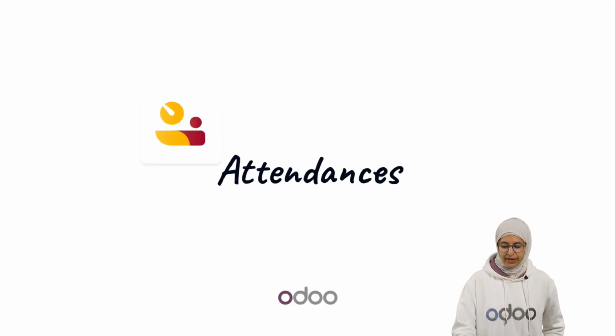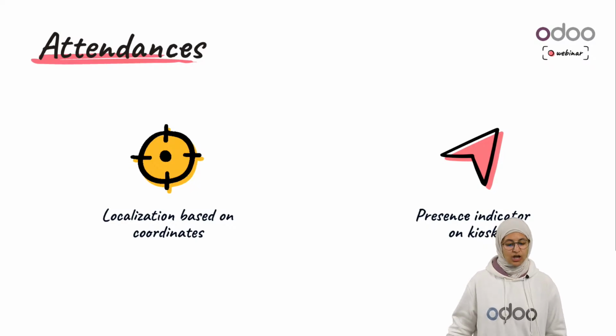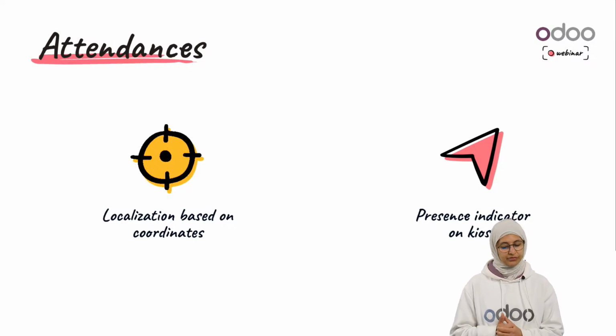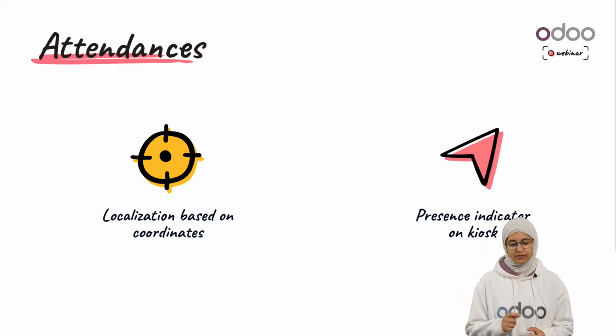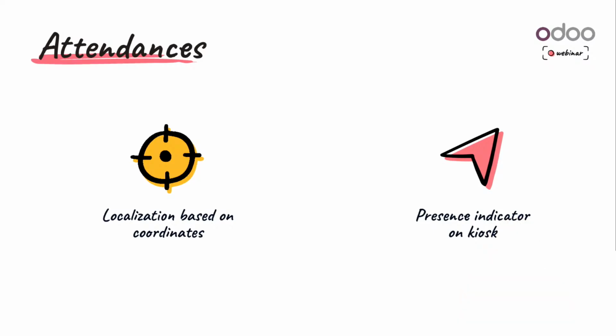So next up, we have the attendances application. And in attendances, we have two different features that we're going to highlight today. The first one is the localization field on the attendance record that is now based on the GPS coordinates. And the second one is the presence indicator on the kiosk screen. Now I'm going to explain a little bit more about both of those in a second.